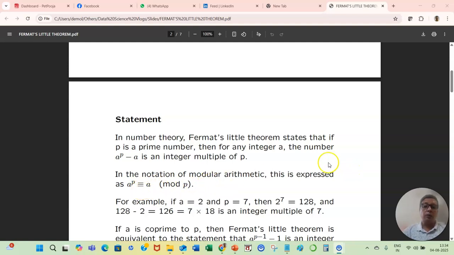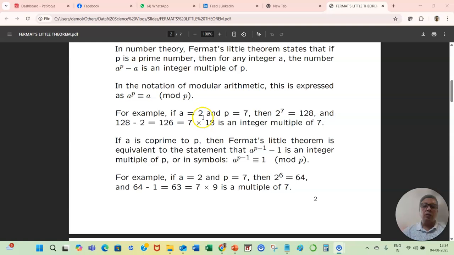For example, if a is equal to 2 and p is equal to 7, then 2 to the power 7 equals 128, and 128 minus 2 equals 126, which is 7 times 18. So 126 is divisible by 7.